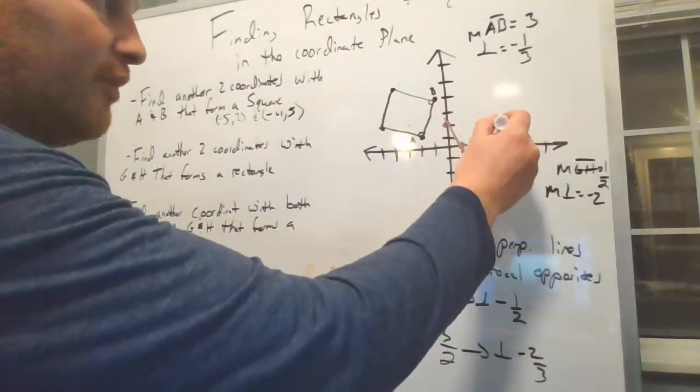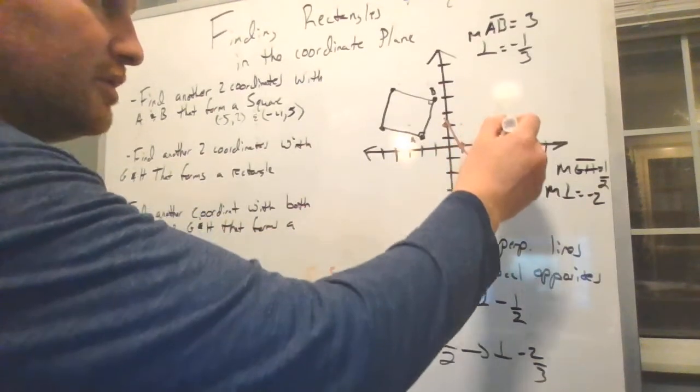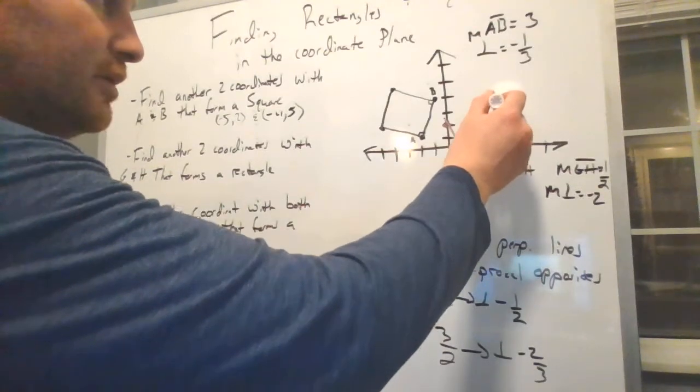From this same point, up 1, 2. Is this right? This was up 1, 2, that's right here, left 1, up 1, 2, left 1.